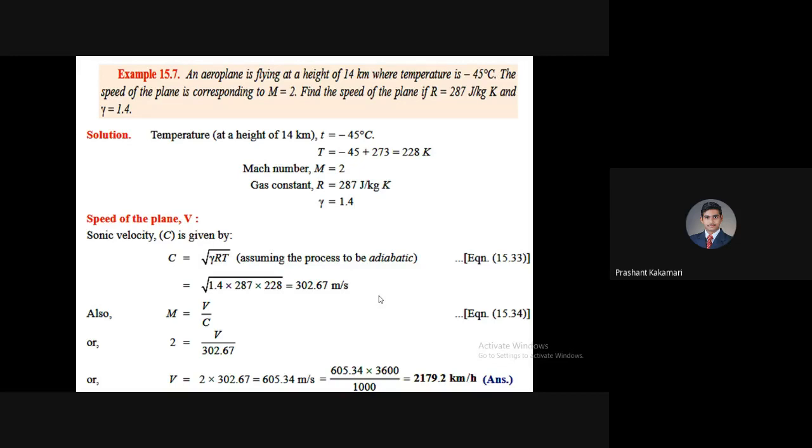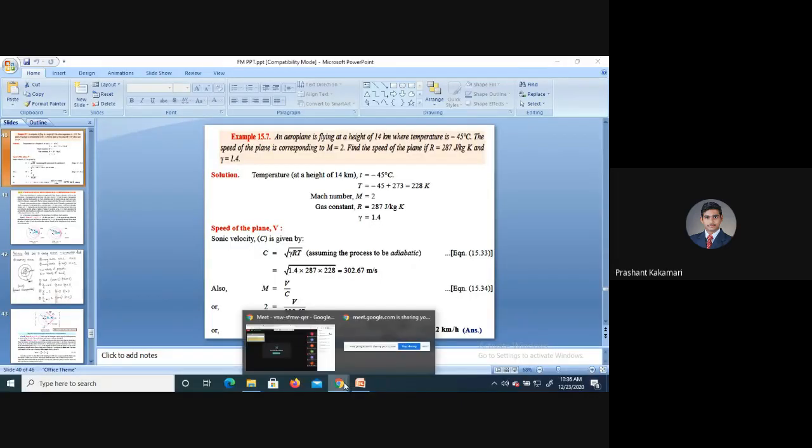The speed of the plane corresponds to Mach 2, which means it is in supersonic flow because the Mach number is more than 1. They have not given the speed in kilometer per hour or meter per second; they have directly given the Mach number. Find the speed of the plane if R is 287 joules per kg Kelvin. What is R? Can anyone reply in the group or the meeting? What is the meaning of that R?